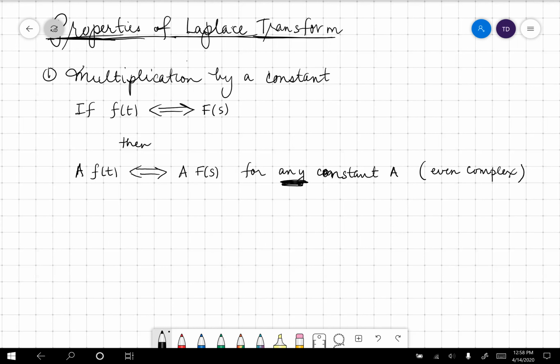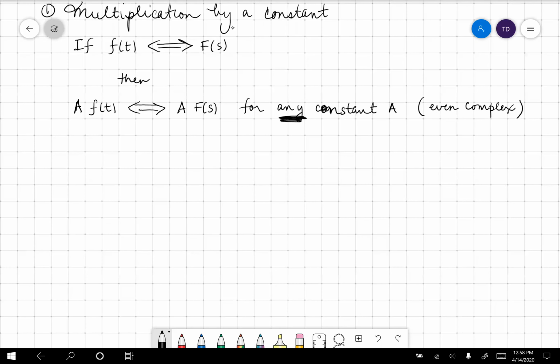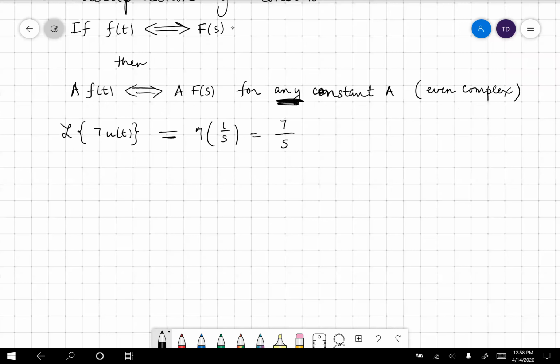So I'm going to prove this, but tell me what this result would mean. What's the Laplace transform of 7 u of t? Seven. Almost. What's the Laplace transform of u of t? Seven over s. Yes. 7 over s. And that's exactly what you'd expect.